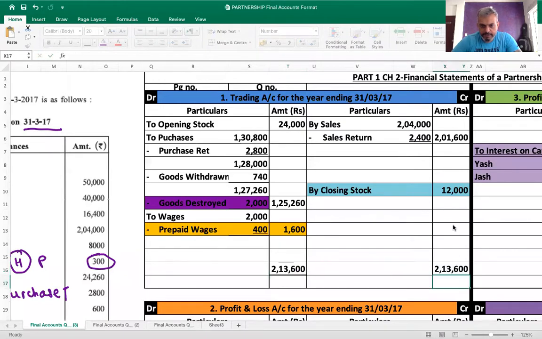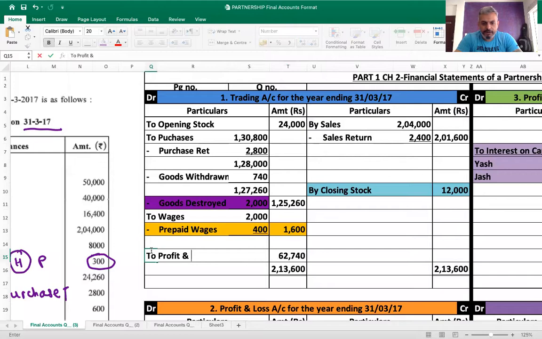2,13,600, credit side is more. We find out profit. So 2,13,600 minus 1,600 minus 125,260 minus 24,000. 62740 is our gross profit, which is transferred to profit and loss account.